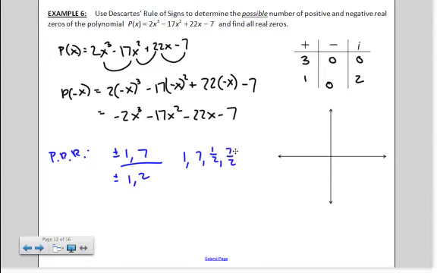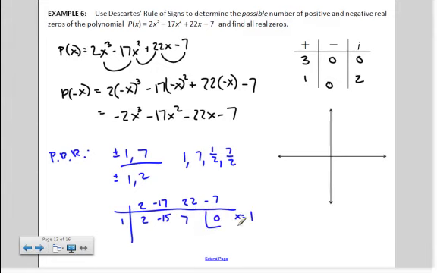And now we're going to go to our synthetic division, and there's no missing terms, so this is a pretty easy one. So 2, negative 17, 22, and negative 7. Again, I'm kind of lazy. I like to start with 1. And our row becomes 2, negative 15, and 7 when we do that, and 0. And so, cool, x equals 1 is a solution.